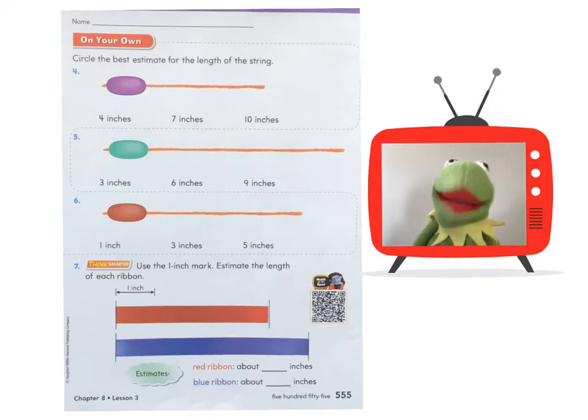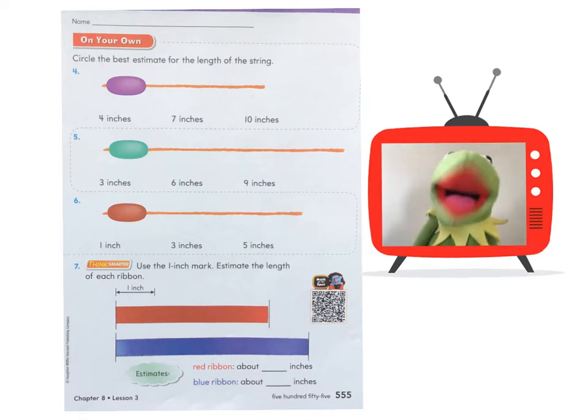Hi-oh, boys and girls, Kermit the Frog here again. You will do this page on your own. Yep, that's right, all by yourself. No help from this frog. Estimate the length of each of the orange pieces of yarn. Use the beads as a guide. Each one is 1 inch long.